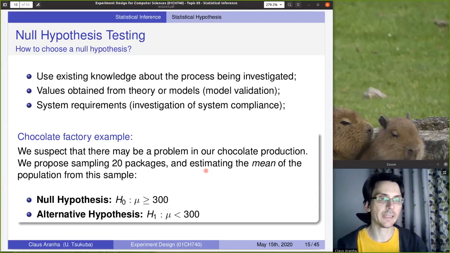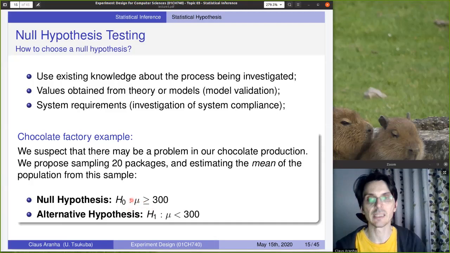Or if you're doing an experiment to investigate the system compliance, then you use the compliance values as your null hypothesis, okay? So going back to the chocolate, we suspect that there may be a problem in our chocolate production. So we propose sampling 20 packages and we estimate the mean of the population from the sample. Our null hypothesis is the population mean is over 300, and the alternate hypothesis is the population mean is under 300.